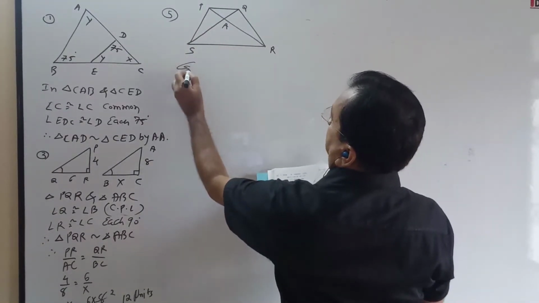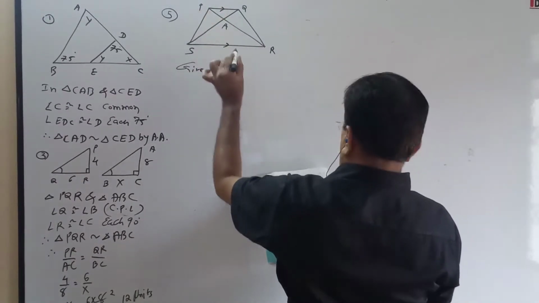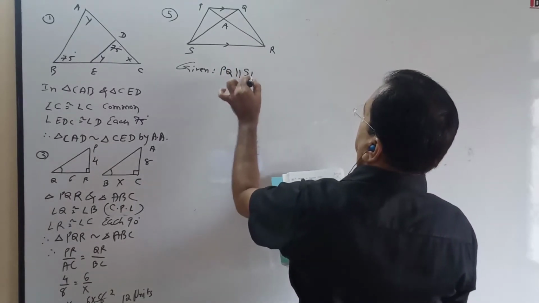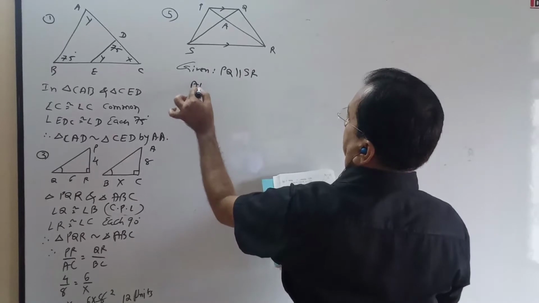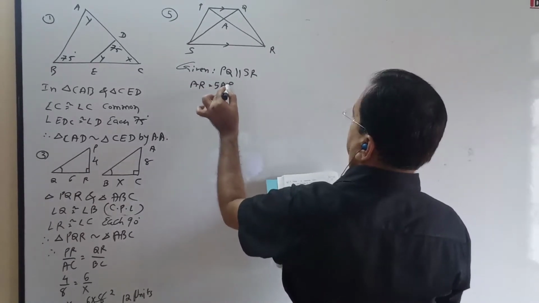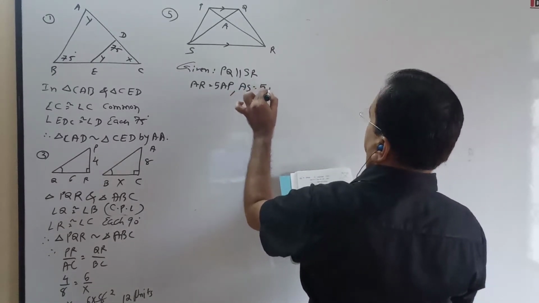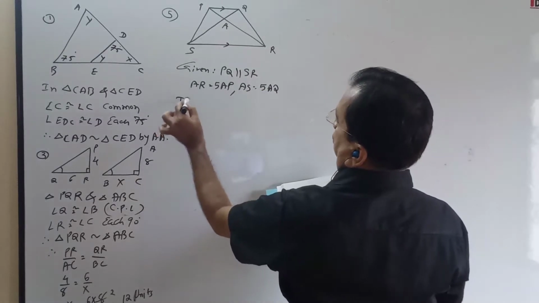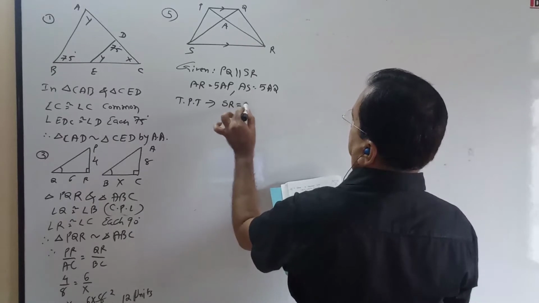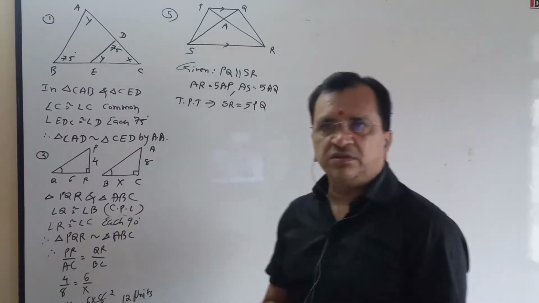What is given? This is parallel to this. AR is equal to 1/5 AP, given. AS is 1/5 AQ, given. To prove that SR is 1/5 PQ, this we have to prove.